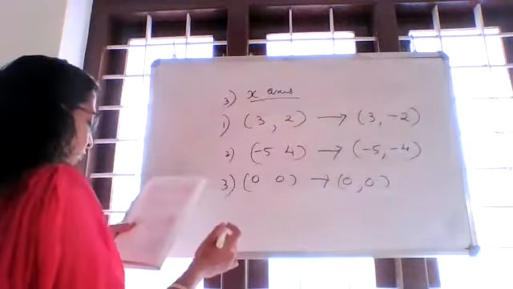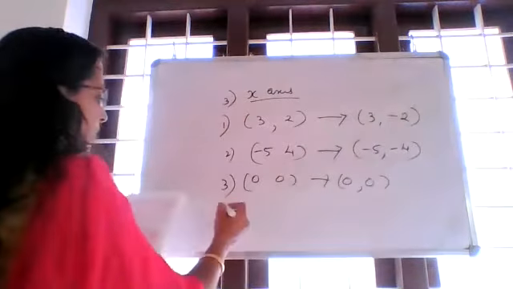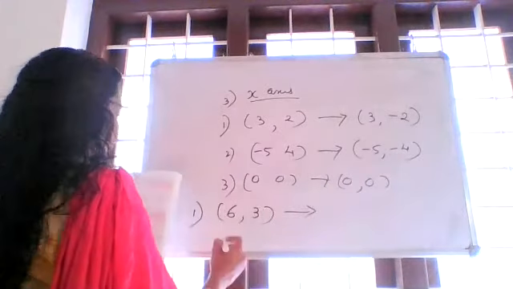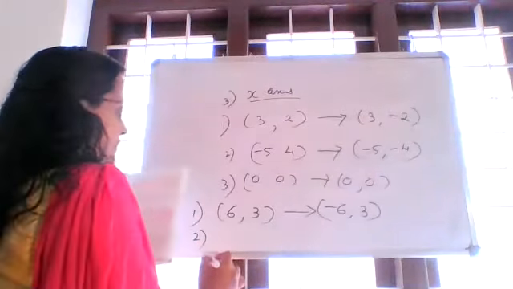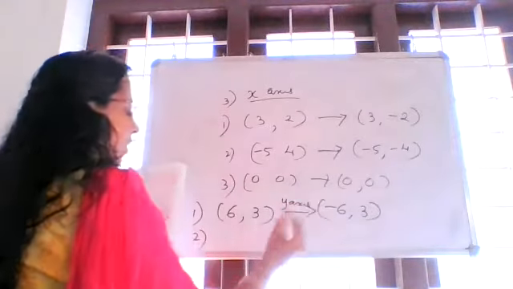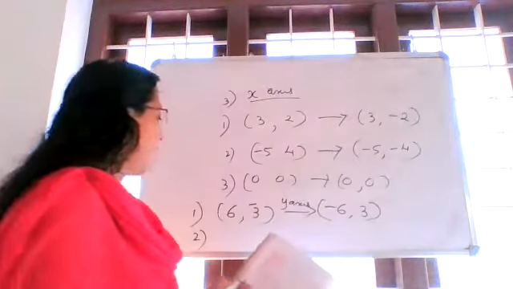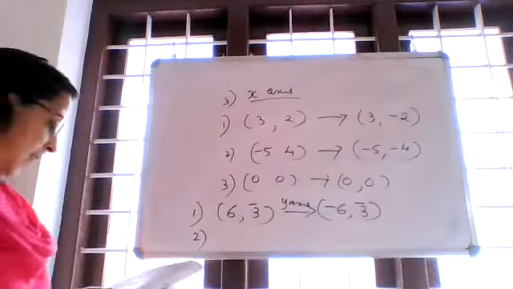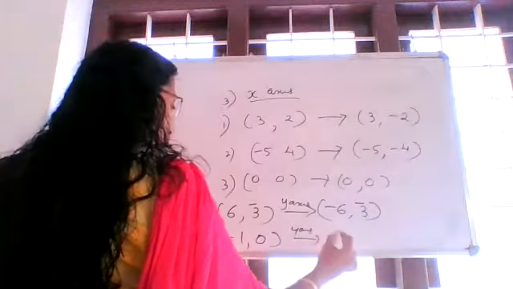Then y-axis reflection, the fourth question. State the coordinates of the following points under the reflection in the y-axis. 6, negative 3: the answer will be negative 6, negative 3, since in the y-axis reflection only x changes. Then negative 1, 0 will be 1, 0.